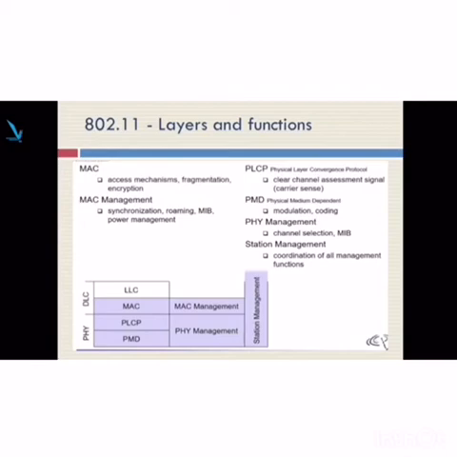The functions of MAC management are synchronization, keeping a record of it if the user is roaming, and power management. So these are the functions of the MAC layer. What is a MAC? It aids in the access mechanism, fragmentation, encryption, etc. And in physical management, the channel is responsible for channel selection and managing the database. When station management is done, it manages both these layers. So basically it coordinates all the management functions.